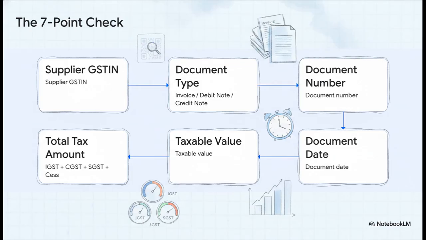And this is where you really see how detailed it gets. The tool isn't just glancing at the final amount. No way. It's checking the supplier's GSTIN, the document type, the number, the date, the taxable value, and the total tax. It even breaks down the tax into IGST, CGST, and SGST. That level of detail is exactly what makes it so incredibly powerful.